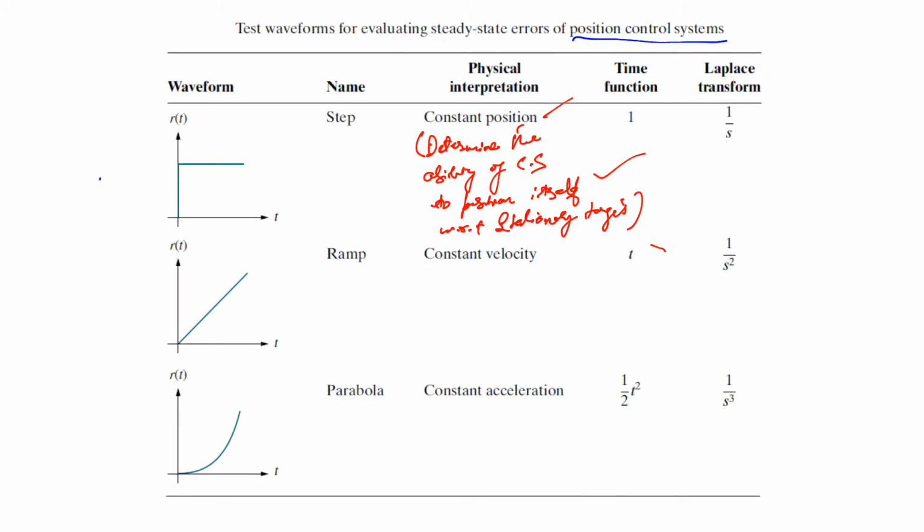Now second is the ramp input. The ramp input represents a constant velocity input to a position control system, with its amplitude increasing linearly. These waveforms can be used to test the system's ability to follow a linearly increasing input, that is, to track a constant velocity target.